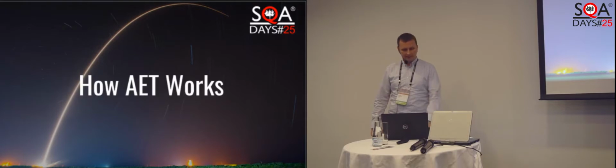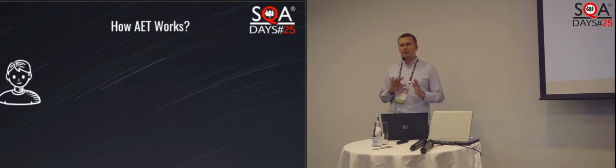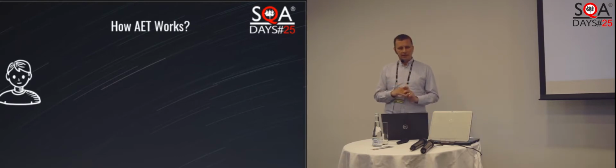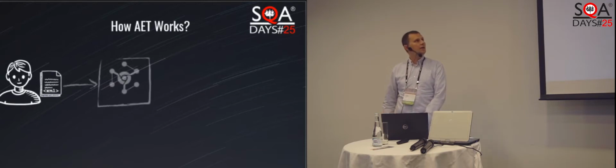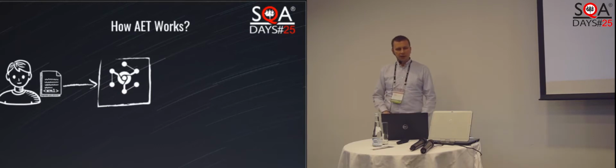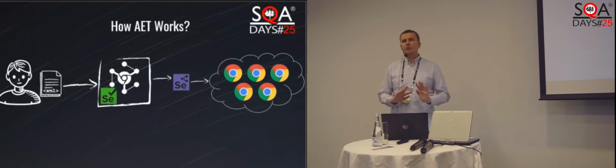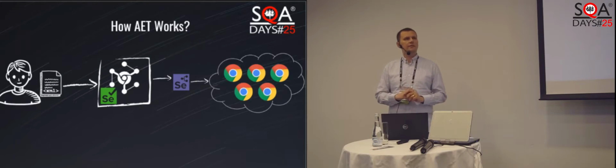But how does AET work? So at the very beginning, there's the user. So the user creates a source XML file. The XML file is like a kind of configuration file with some basic items there, a list of URLs and other settings. So the user running AET sends this XML file to our system, to AET. AET processes it and runs Selenium Grid. Selenium Grid runs a number of browsers. Now, by default, we have Chrome.